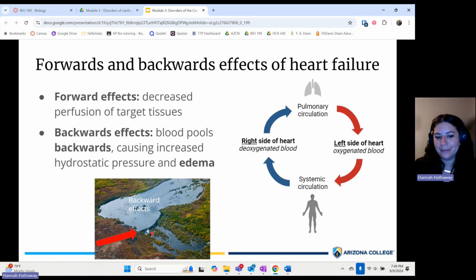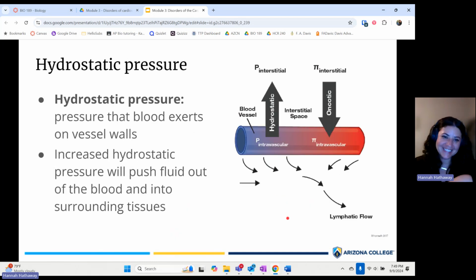I really like that I talked about this dam, and then look, I've made a picture to help you explain backwards effects. If only I would just keep clicking through my own slides. Okay. Just a moment to remind yourself what hydrostatic pressure is. So once again, that is the pressure of essentially how much fluid is in the blood and how much is it pushing against the blood walls.